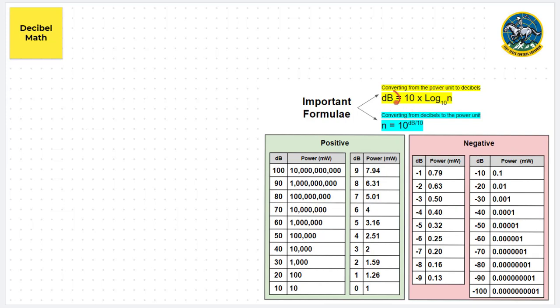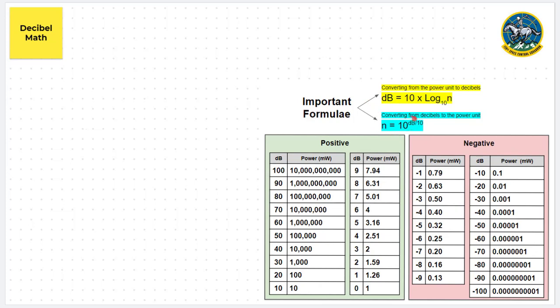So for instance, if you want to find your decibel number, you take 10 times log base 10, and then times that by your power unit. And for us, that's going to be milliwatts. So it's 10 times log base 10 times your power unit, and that's going to give you your decibels.